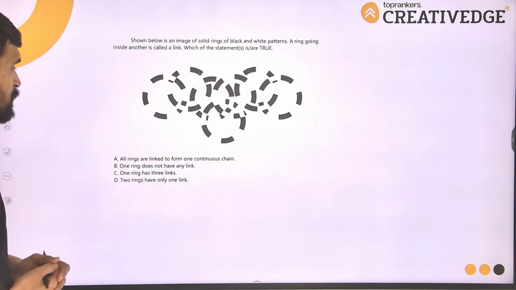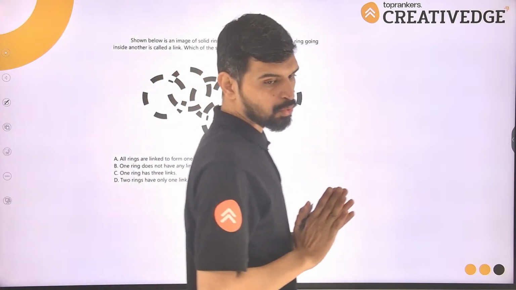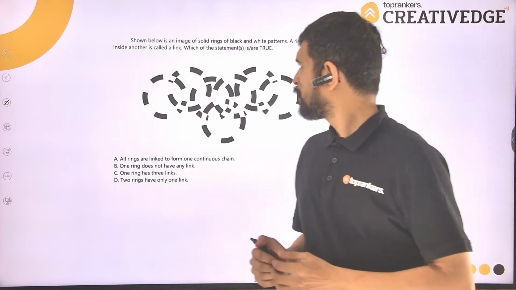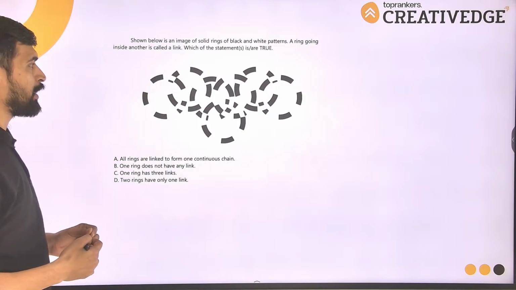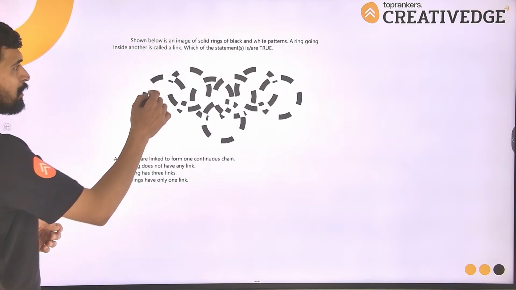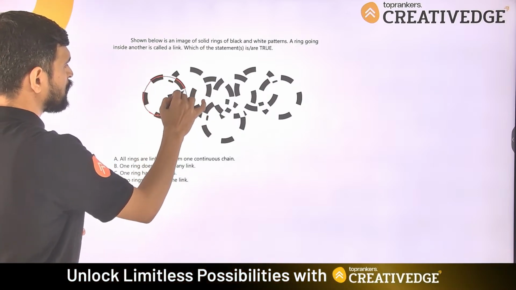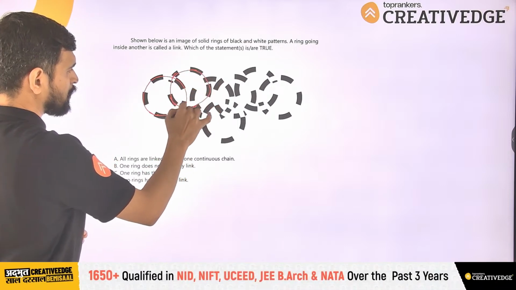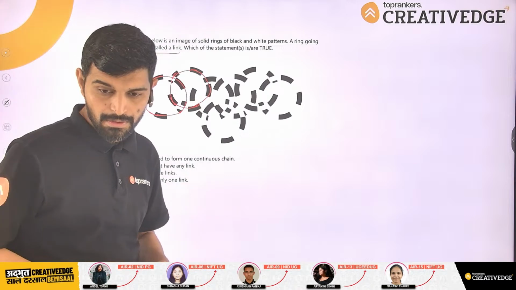Let's talk about the next one. Again, it is also a possibly MSQ question, multiple select question हो सकता है. बताइए. It says, shown below is an image of solid rings of black and white pattern. A ring inside another is called a link. So one ring inside another ring is called a link, right? This is the information that the question conveys, right?